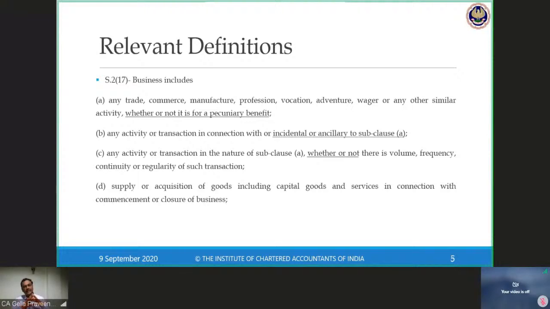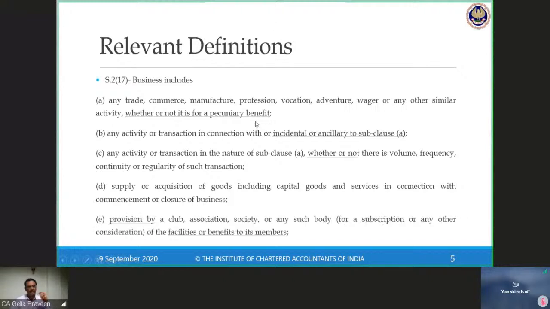Clause D: supply or acquisition of goods, including capital goods, and services in connection with commencement or closure of business. If I think of acquiring a business, or discarding my business, where there is a supply of goods or an acquisition, my intention is to acquire a business, or to liquidate a business. Even that activity, even if you do it only once, is called a business.